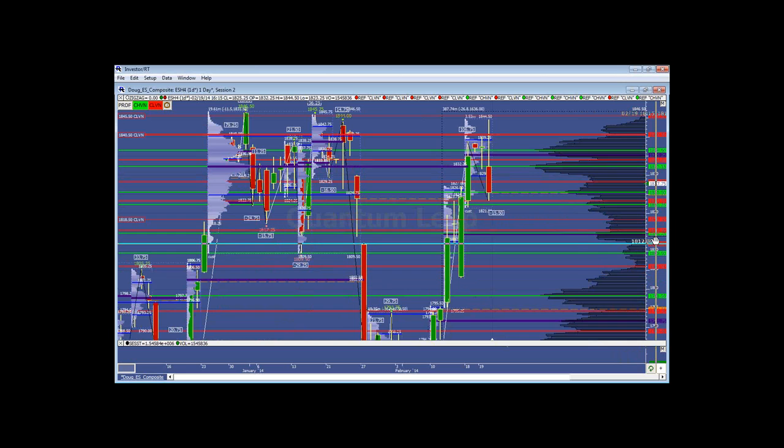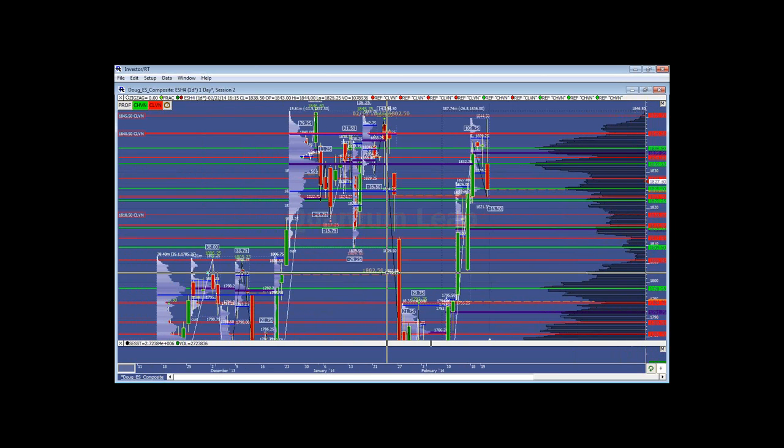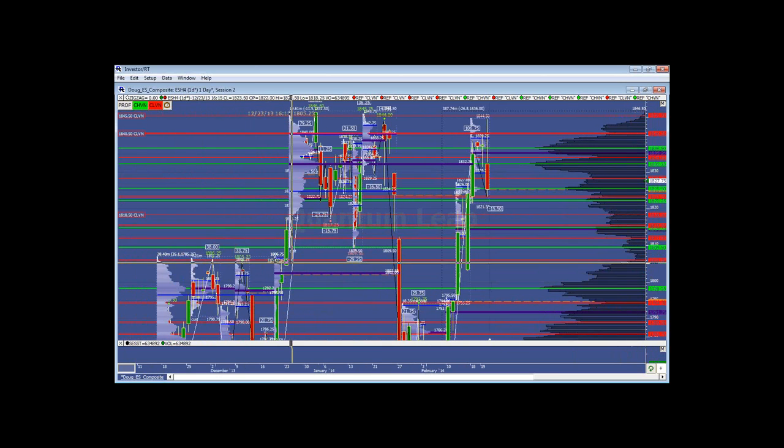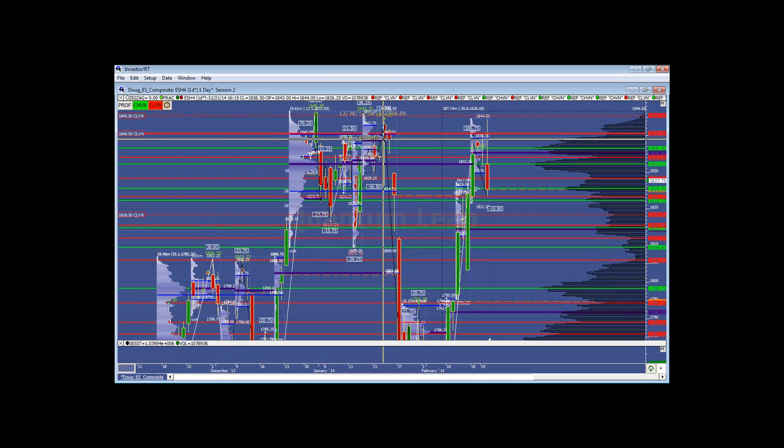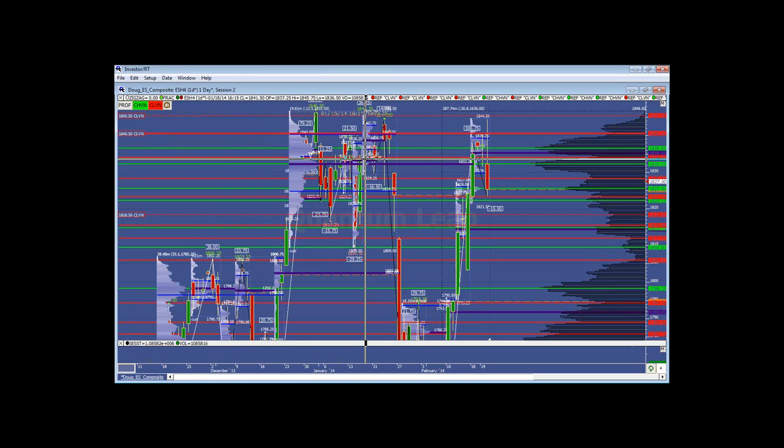And the reason this 18.06 comes so much into play is that 18.06.75 is the range high from the balance area that we broke out of to go make up those year highs and all-time highs.